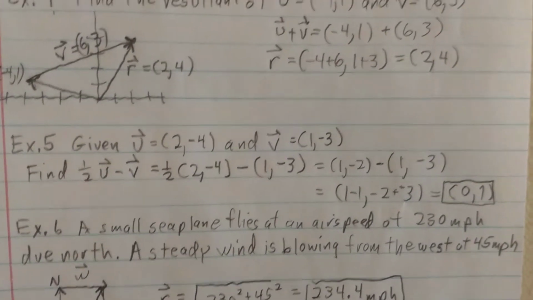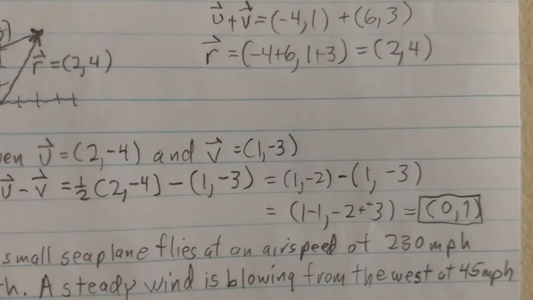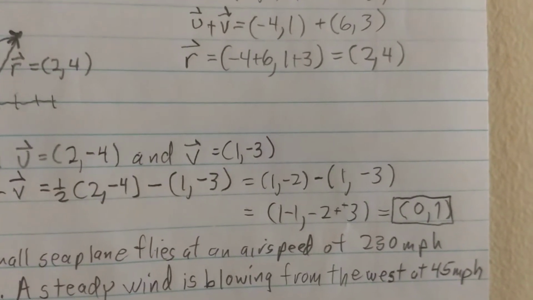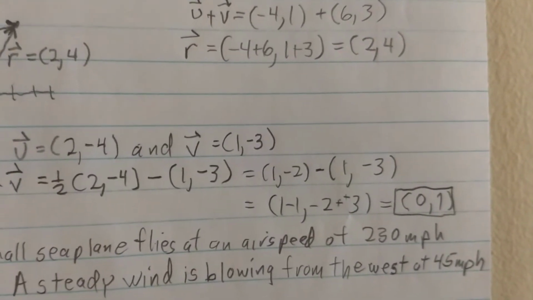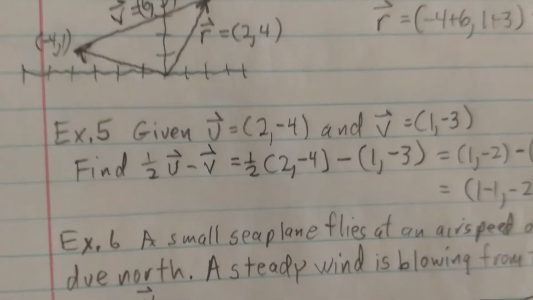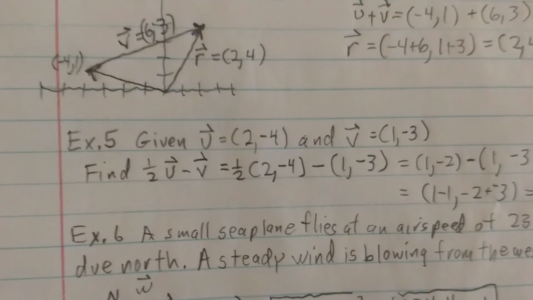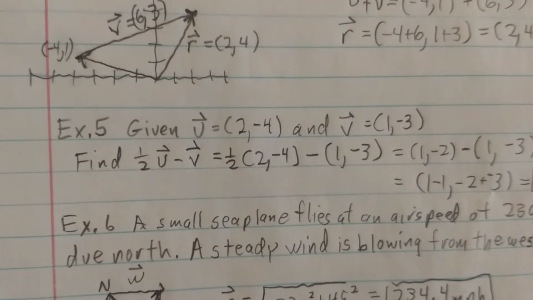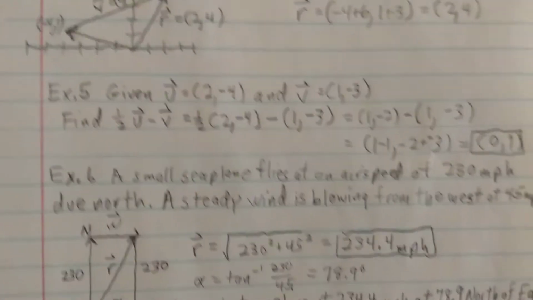Because when I add components of u plus v, I have negative 4, 1 plus 6, 3. So I add the x components together: negative 4 plus 6 is 2. And I add the y components together: 1 plus 3 is 4. I'm just showing you how u goes to the left 4 and up 1, v goes from there right 6 and up 3, and r meets the end of v at right 2, up 4, which it has to.